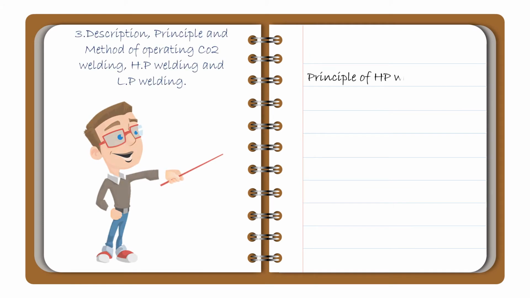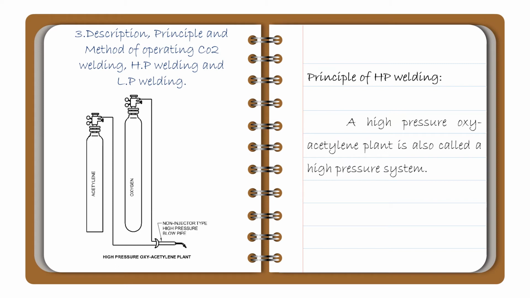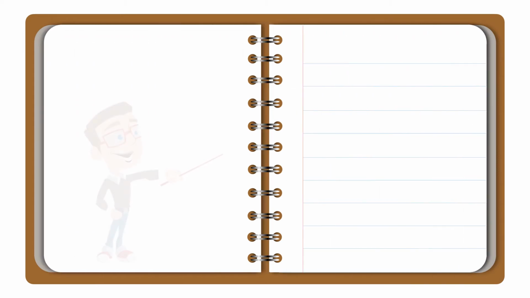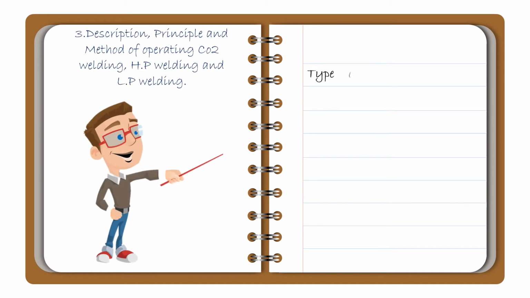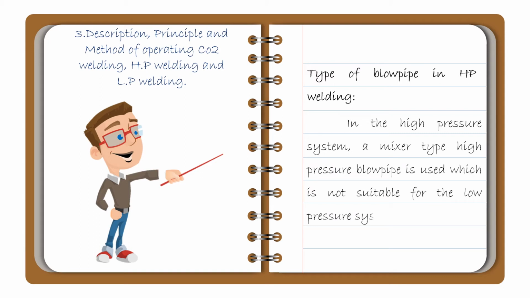Let's see the principle of HP welding. A high-pressure oxyacetylene plant is also called a high-pressure system. Now, see the type of blowpipe in HP welding. In the high-pressure system, a mixer-type high-pressure blowpipe is used, which is not suitable for the low-pressure system.